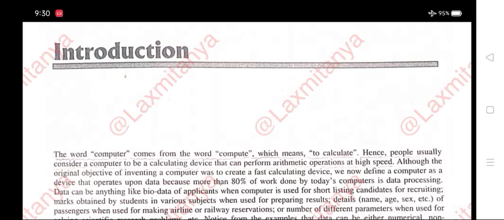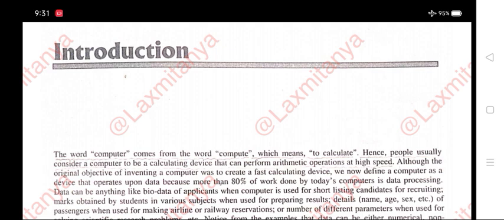OSOU 4th semester SEC-02 Data Analysis and Computer Application, Block 1, Unit 1: Introduction to Computer System. Introduction. The word computer comes from the word compute, which means to calculate.